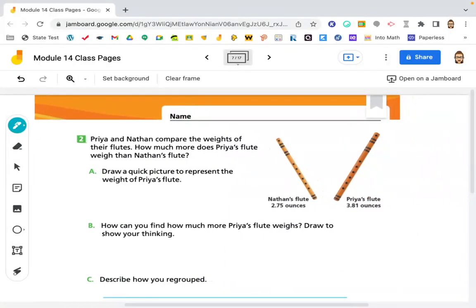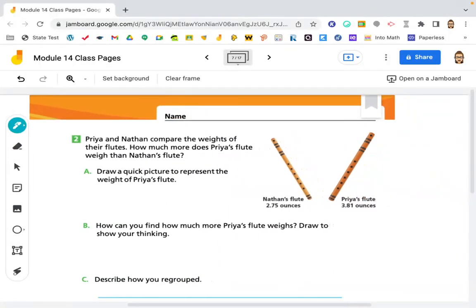Okay, Priya and Nathan compare the weights of their flutes. How much more does Priya's flute weigh than Nathan's flute? Draw a quick picture to represent the weight of Priya's flute. So we are going to start with Priya's. So we have 1, 2, 3, 1, 2, 3, 4, 5, 6, 7, 8, and we have 1 ounce. Then it says, how can you find how much more Priya's flute weighs? Draw to show your thinking.